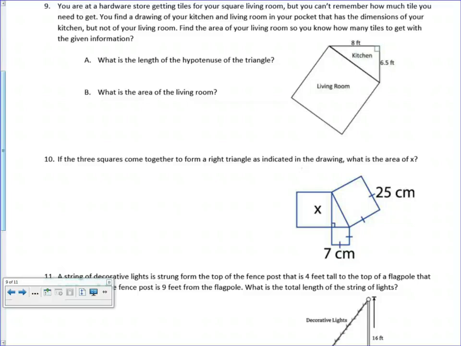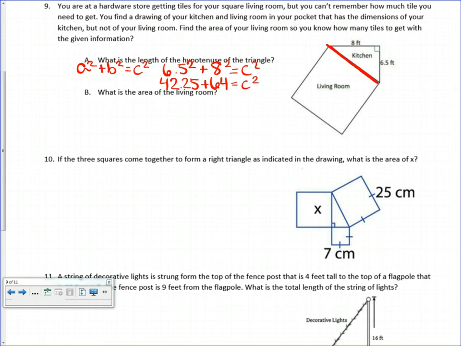So part A says, what is the length of the hypotenuse of the triangle? So hypotenuse means we're going to have to add a squared plus b squared to get c squared. So A would be 6.5, B is 8. We're going to square those and add them together. 6.5 squared is 42.25. 8 squared is 64. Add those together, you get 106.25.